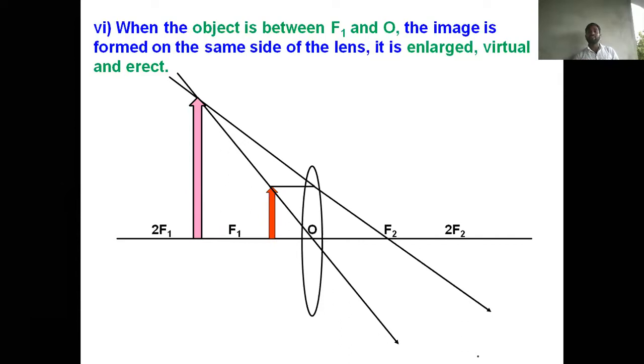Enlarged, virtual, and erect. Now, what is virtual? Virtual means we can't obtain the image on a screen. That means we are unable to see the image on a screen. That type of image we call a virtual image. I already gave the definition of a virtual image in previous classes. We can't see a virtual image because it is formed behind the object, or in front of the lens. So the image is formed on this side only.